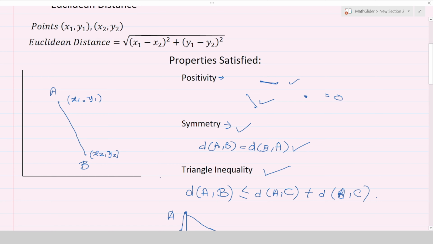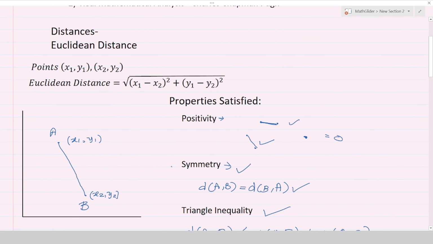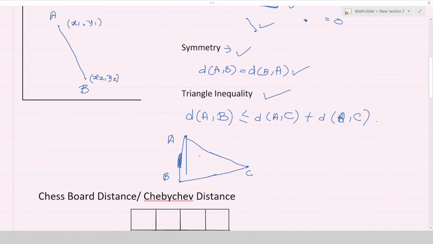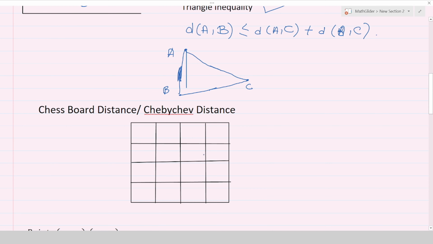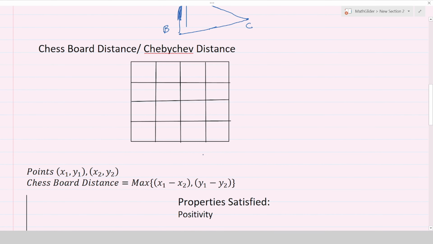Okay, so that's about Euclidean distance, and it satisfied three properties for us: positivity, symmetry, and triangle inequality. Now we will think about distances in a little bit weird manner.